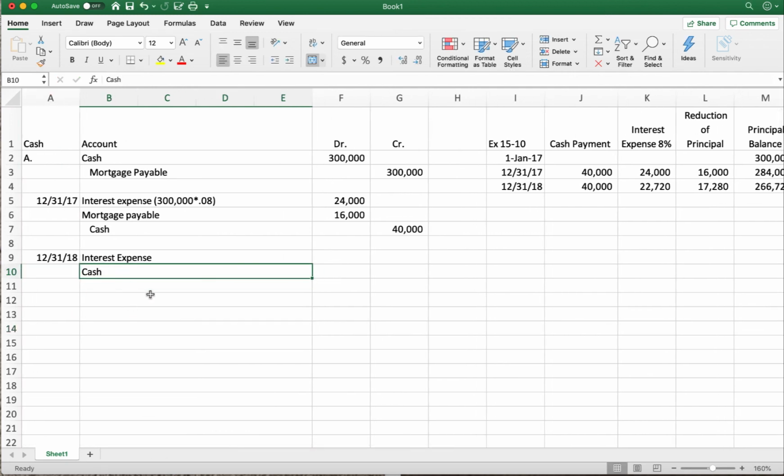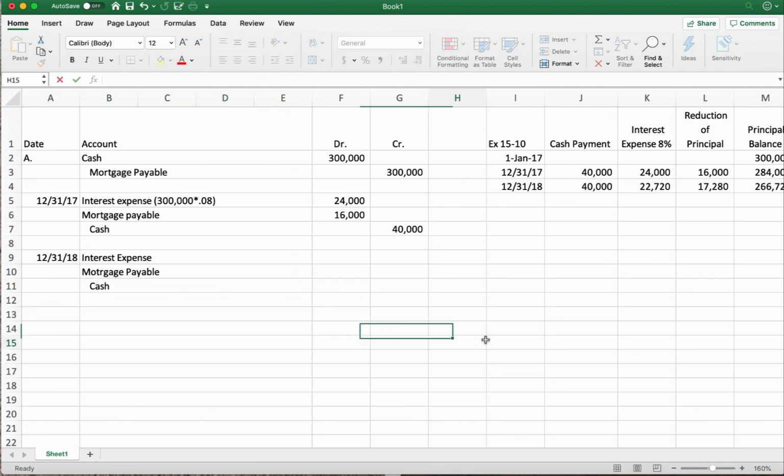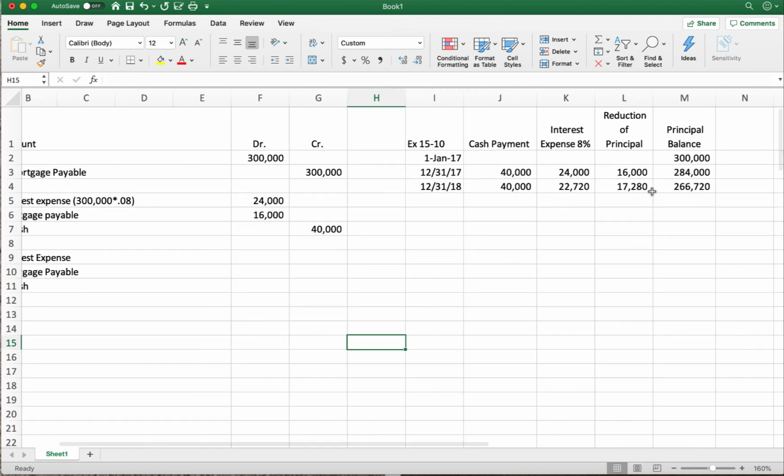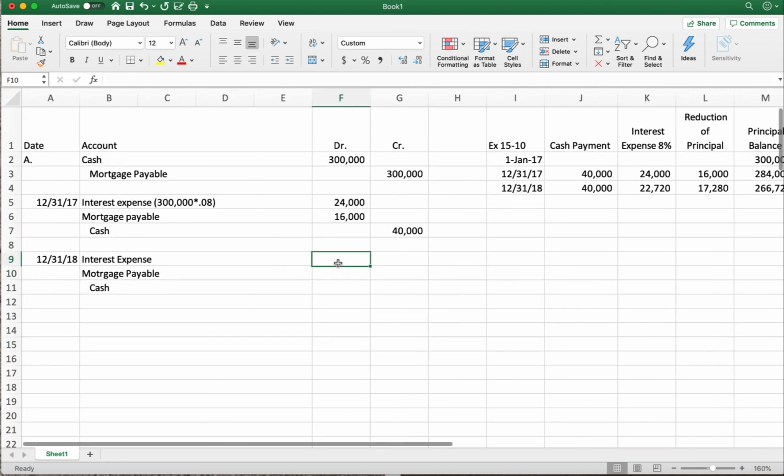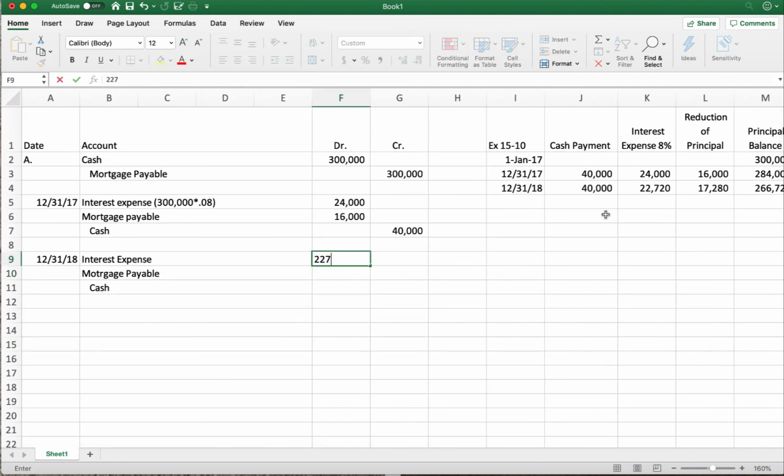Okay, mortgage payable, and I'm going to credit cash. Okay, so I got the journal entry. Now I need to get the amounts, right? I have them right here. What's my interest expense? Well, my interest expense is $22,720. The reduction in principal, how much is that? Well, it's $17,280. And the interest payment, the cash payment is going to be $40,000.